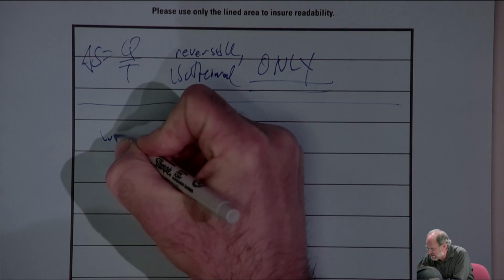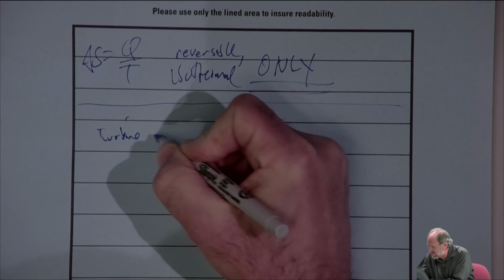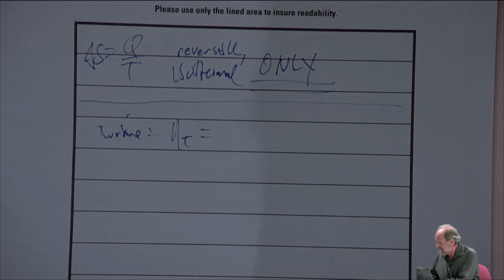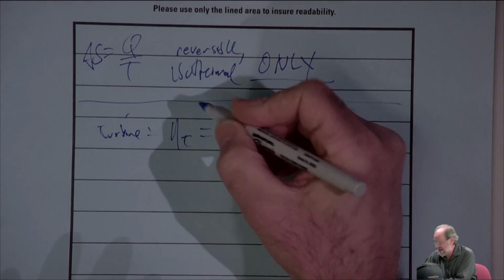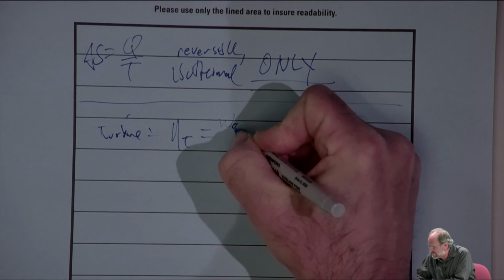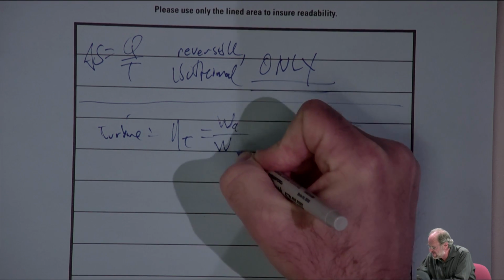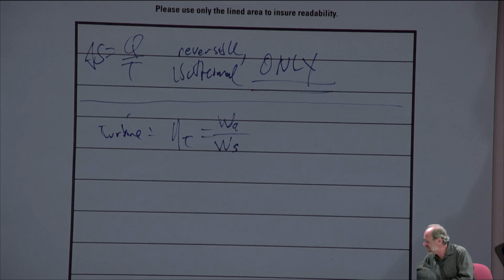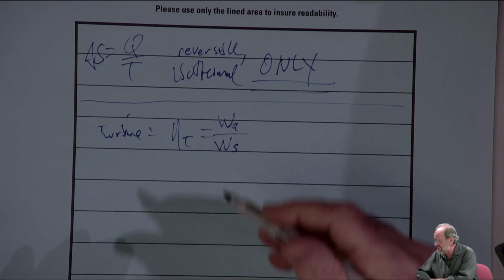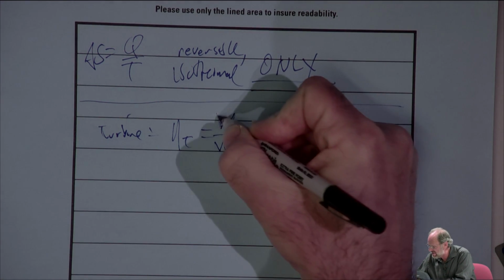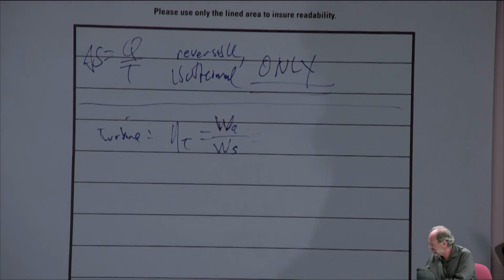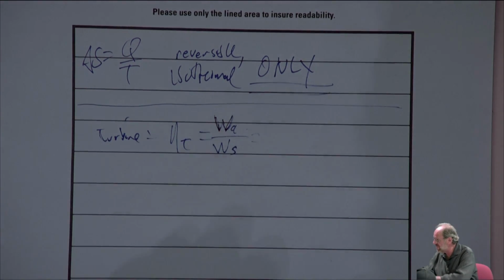So we found last time that for the turbine, the isentropic efficiency is eta sub t, and this is going to be the actual over the ideal work, and the actual over the ideal work can be written in many different ways, right? We could write it as total work. We could write it as work per unit mass.